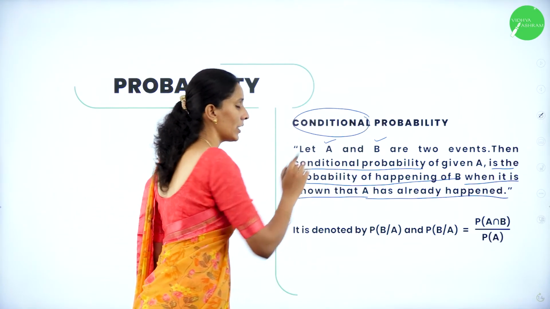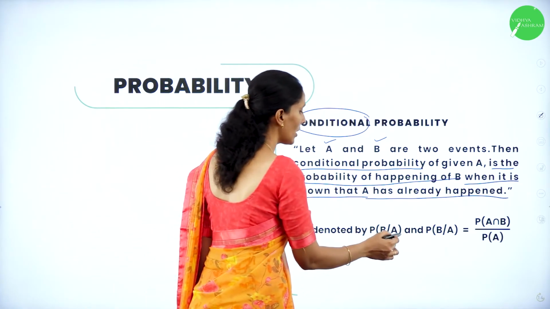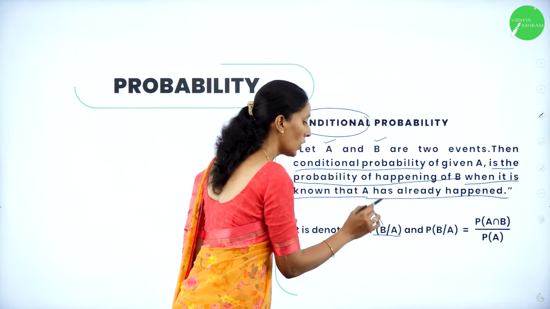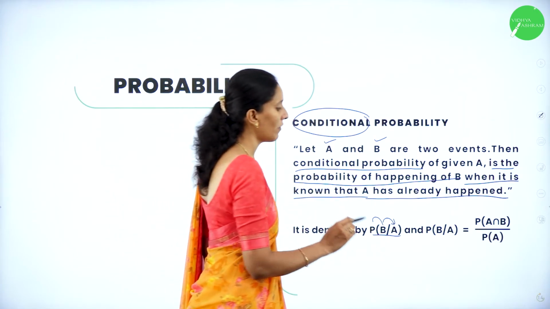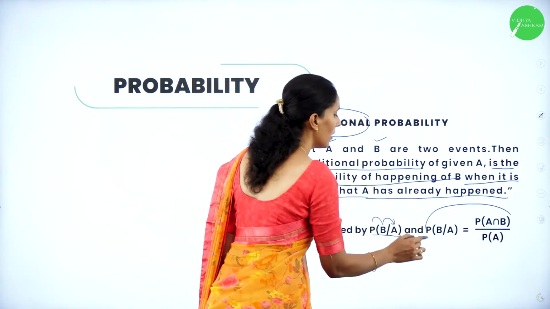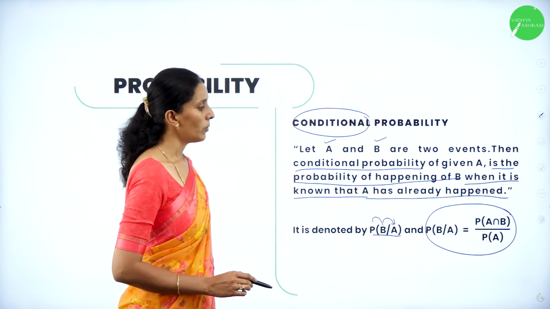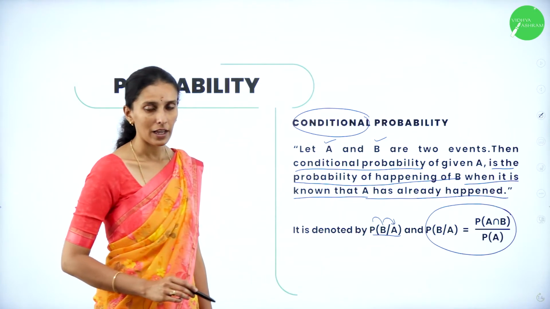The simple formula to use here, for the probability of an event B knowing that event A has already happened, is this. What is the formula? It is given by the probability of B given A is equal to P of A intersection B divided by P of A.